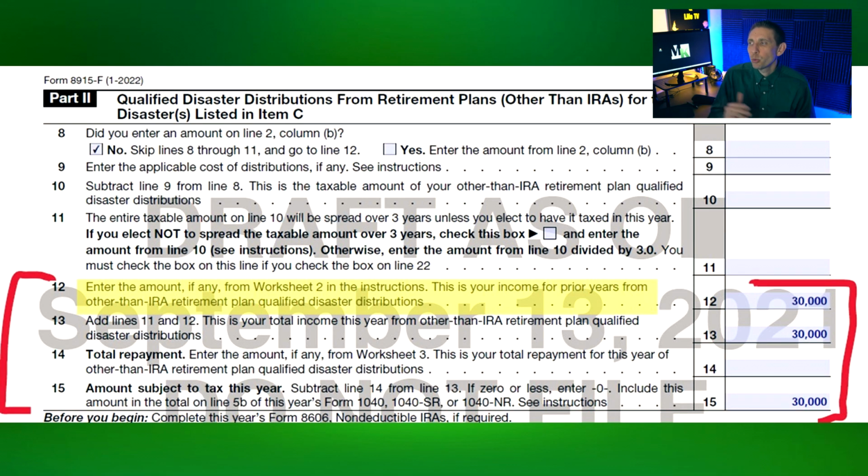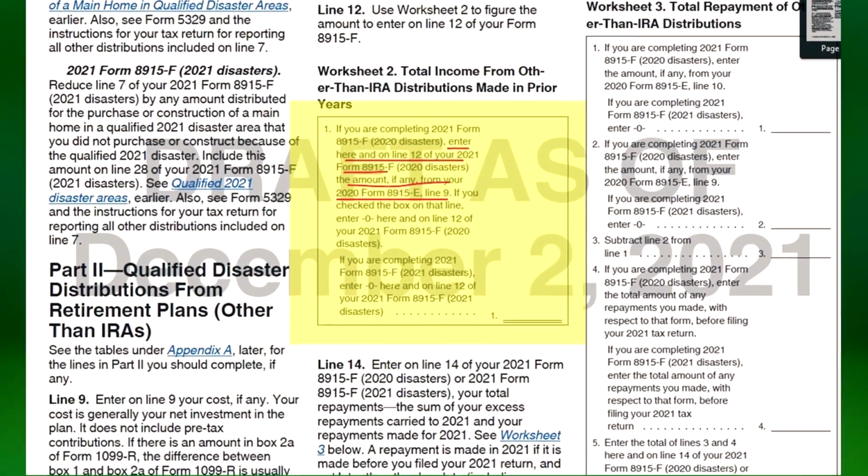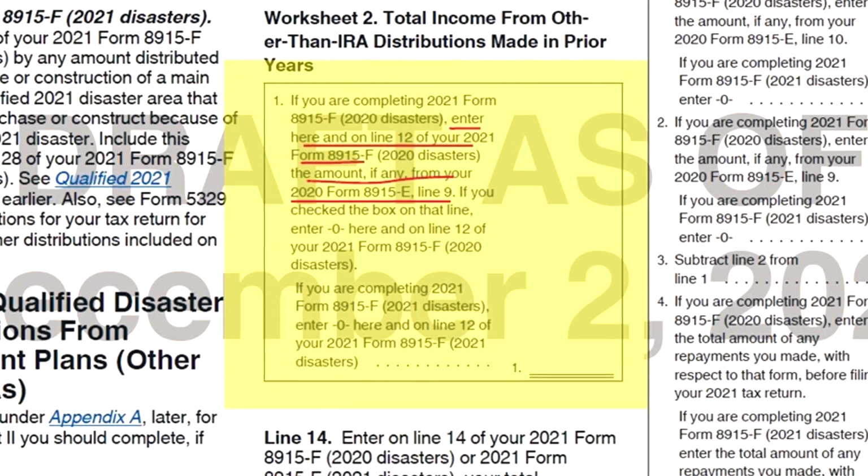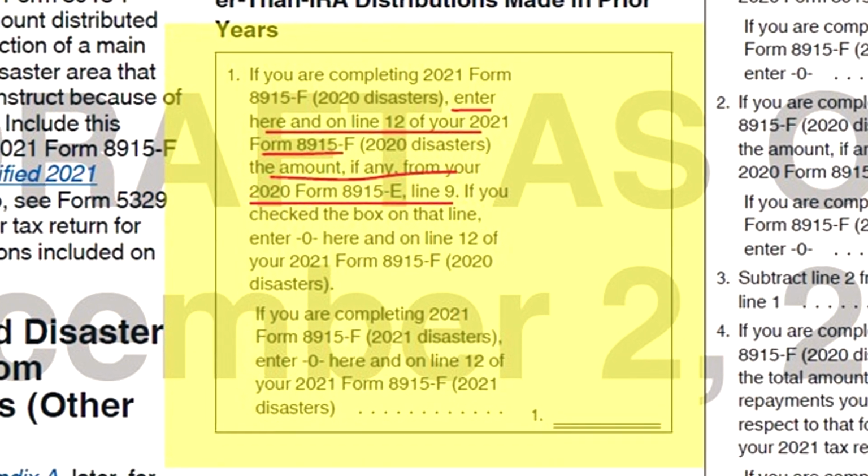In this example on line 12, you see I've entered $30,000. That's because in the example I'm using, the total distribution amount in 2020 was $90,000. We're spreading out that distribution 1/3, 1/3, 1/3 over the 3-year period, reporting $30,000 in income each period. How did I figure out where to enter that $30,000? Well, I'm no rocket scientist. All I did is read line 12, and it says enter the amount, if any, from worksheet 2 in the instructions. So I dove into the instructions, found that little worksheet they give you, and reread that thing like 3 or 4 times until I finally figured out what it was trying to tell me.